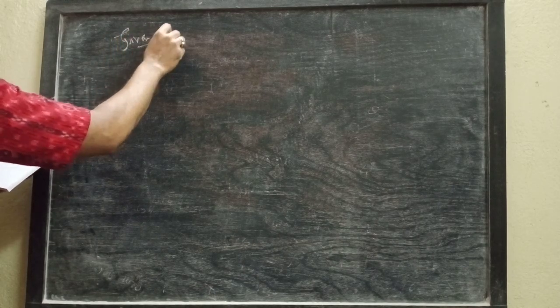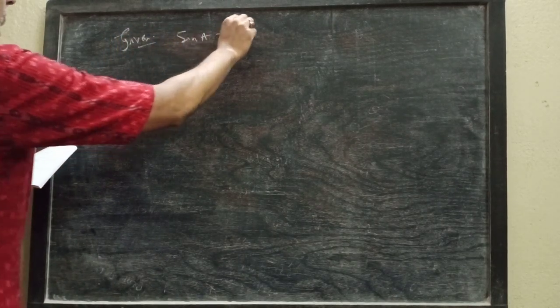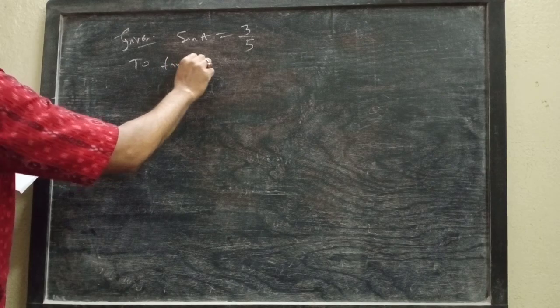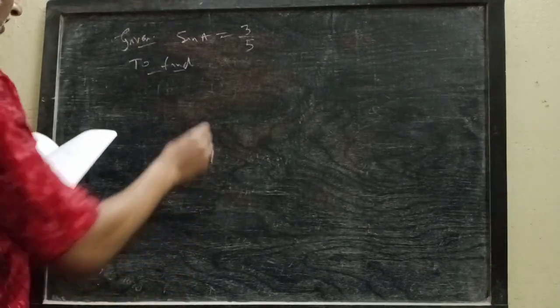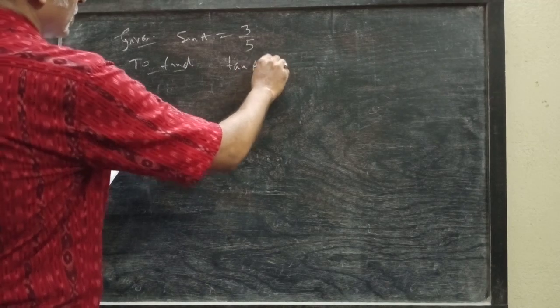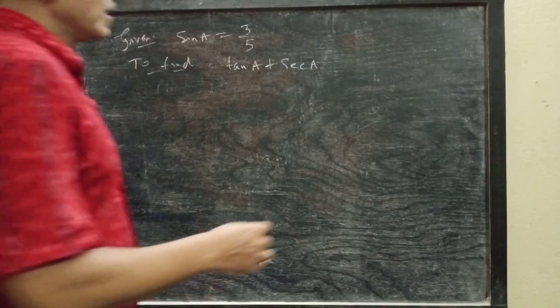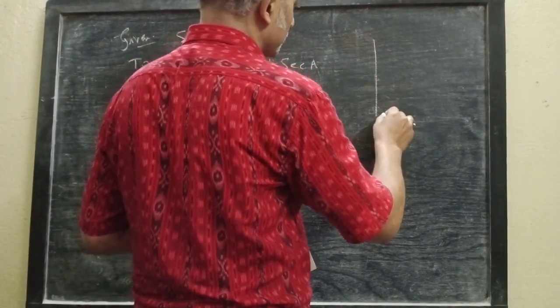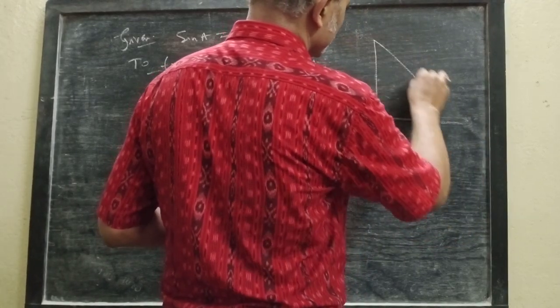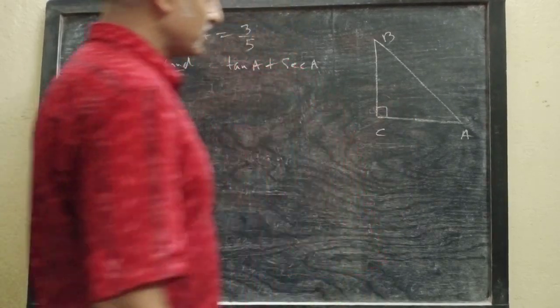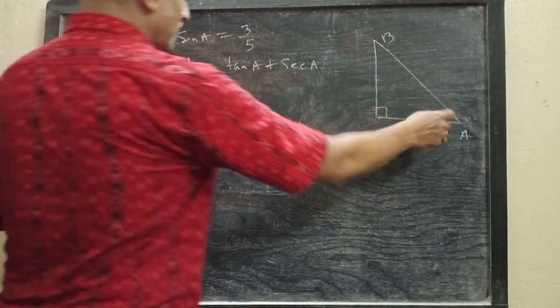Given sin A is 3 by 5, you are asked to find tan A plus sec A. Let us consider the triangle in this way. ABC is a right triangle at C, and you are given sine of this angle A.